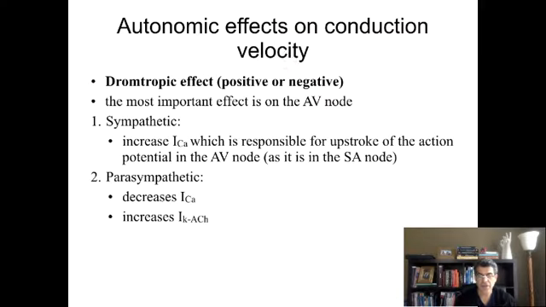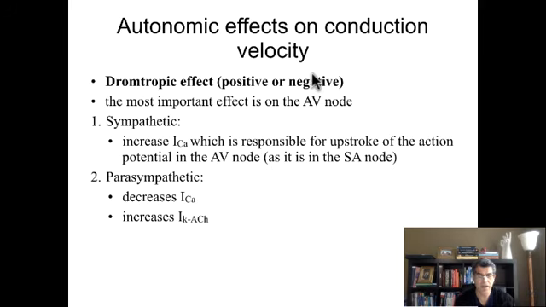Change of conduction velocity of the AV node is called dromotropic effect. Changing the heart rate is called chronotropic effect. Changing the conduction velocity is called dromotropic effect. Again, it can be positive or negative. Sympathetic is going to make the AV node let the impulse go faster, so it has a positive effect. Parasympathetic is going to hold the impulse in the AV node, so it has a negative effect.